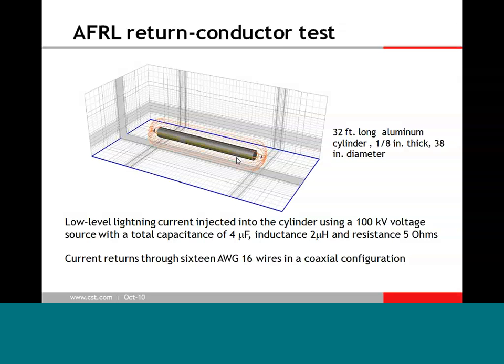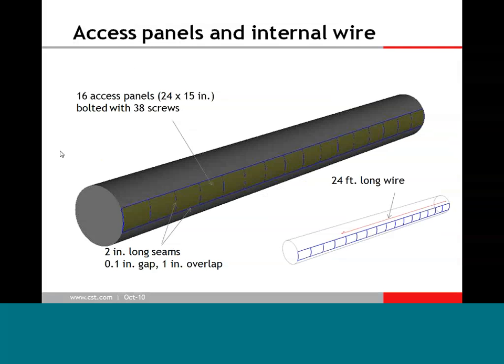Now, in order to remove the effect of the ground plane underneath the cylinder, because that might cause the magnetic field to be non-uniform around the cylinder, a return conductor system is used to balance the magnetic field to make it more uniform, but also allow the current to flow back to the generator. And we actually modeled that in the 3D simulation here. Here you can see some of the detail. You can see the access panels going down the cylinder.